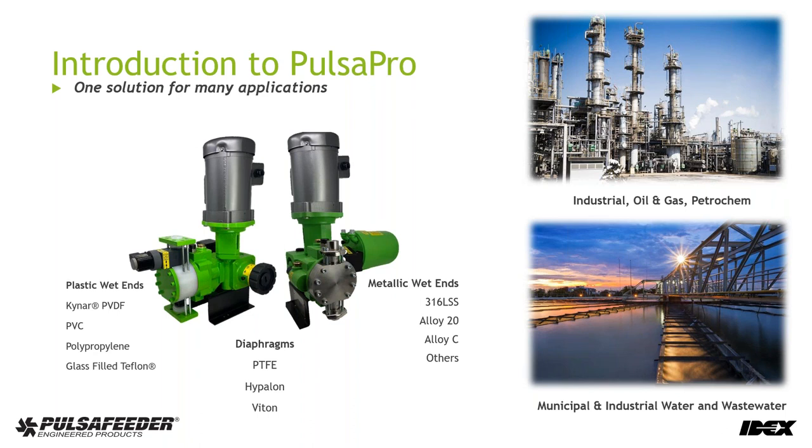As far as plastic wet ends, they're available in Kynar, PVC, polypropylene, and glass-filled Teflon, and then diaphragms in PTFE, Hypalon, and Viton. I mentioned those materials of construction because they make up the reagent head, the only part of the pump that is in contact with your process fluid. So these materials of construction apply to the wet end of the pump.